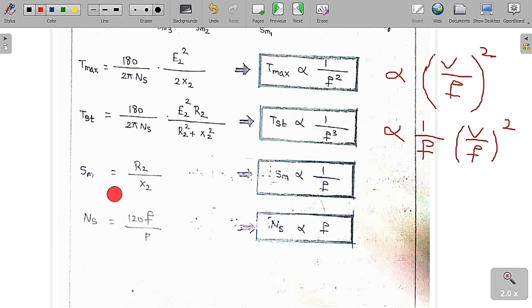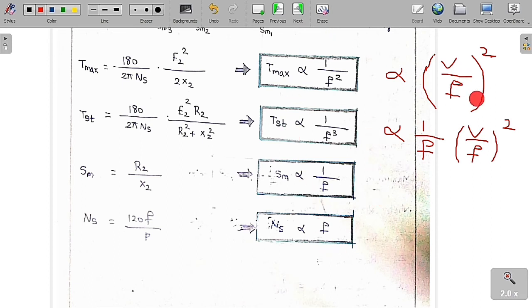The slip at maximum torque is equal to R2 by X2. As X2 is proportional to frequency, Sm is inversely proportional to F, or simply we can say Sm is directly proportional to 1 by F. Similarly, Ns is equal to 120 F by P. As you can see clearly, Ns is a function of F only, so Ns is directly proportional to F. Suppose V is not a constant, then these are the general equations. If V is a constant, then we get these equations.